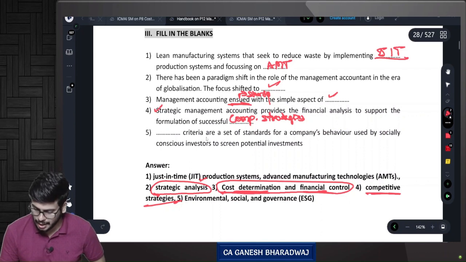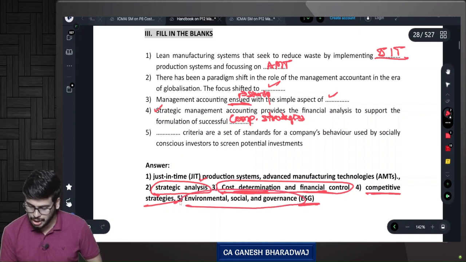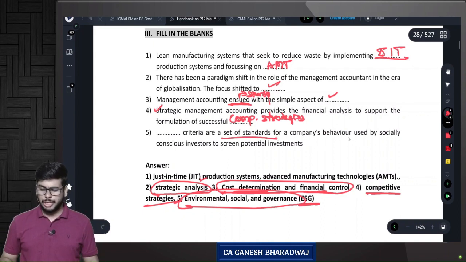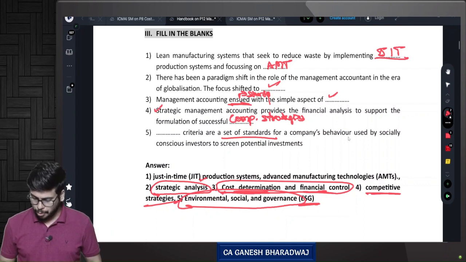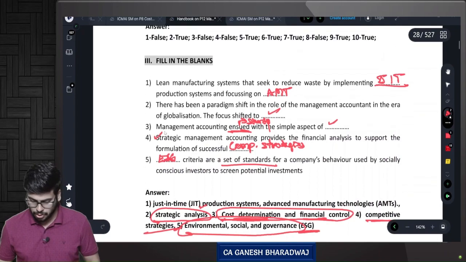Next, ESG criteria. ESG criteria are a set of standards for a company's behavior used by socially conscious investors to screen potential investments. It's called ESG, that is, environmental, social, governance. I will show you where we saw this.